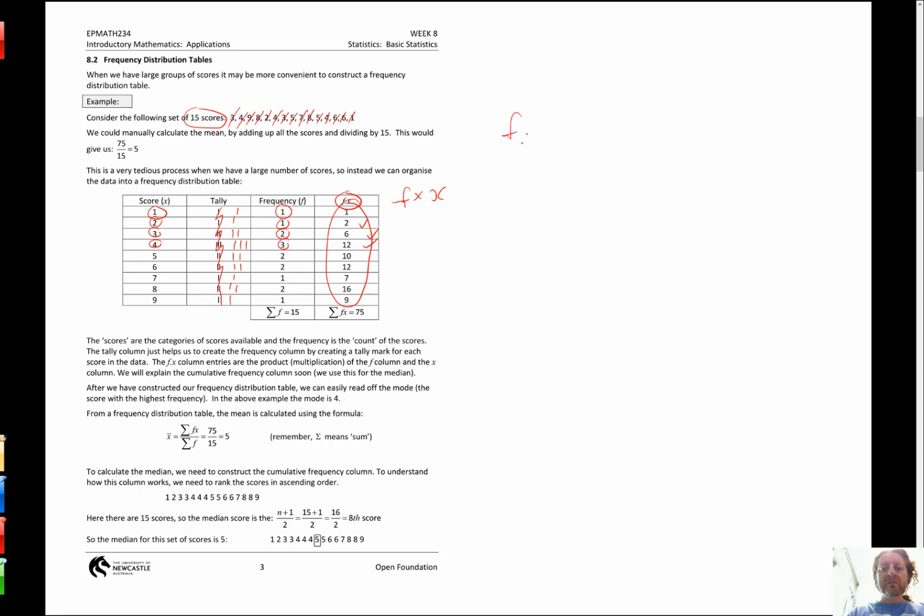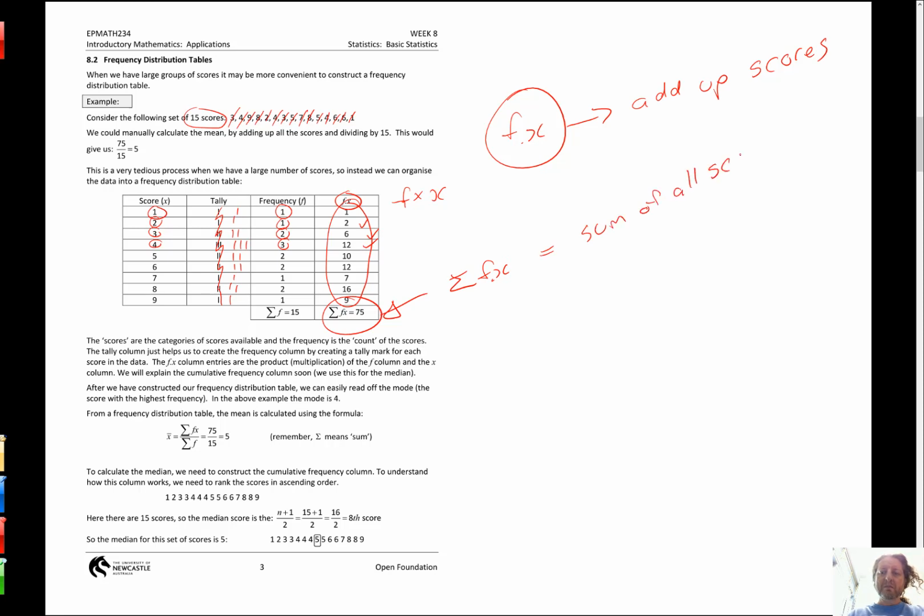So the f.x column is to help us add up scores, because it adds up all the individuals in the rows, and hence the sum of all the scores is the sum of the fx column. So the sum of the fx column equals the sum of all scores. So what do you reckon the fx column is used for? Mean. It's the mean where you want to add up all the scores. You only ever do an fx column if you're interested in finding the mean. So they go hand in hand.